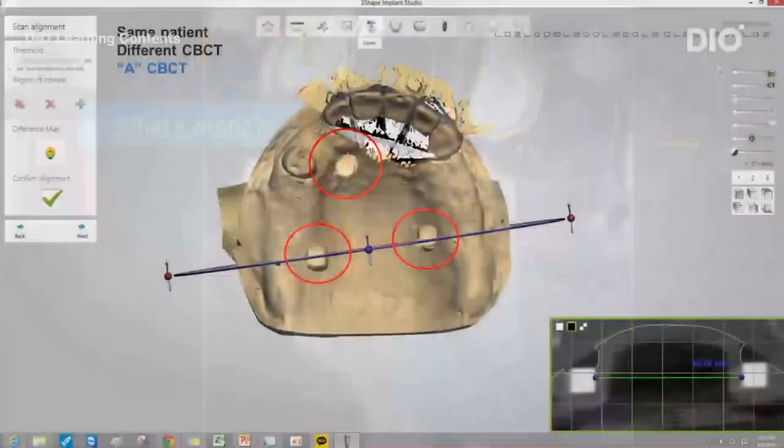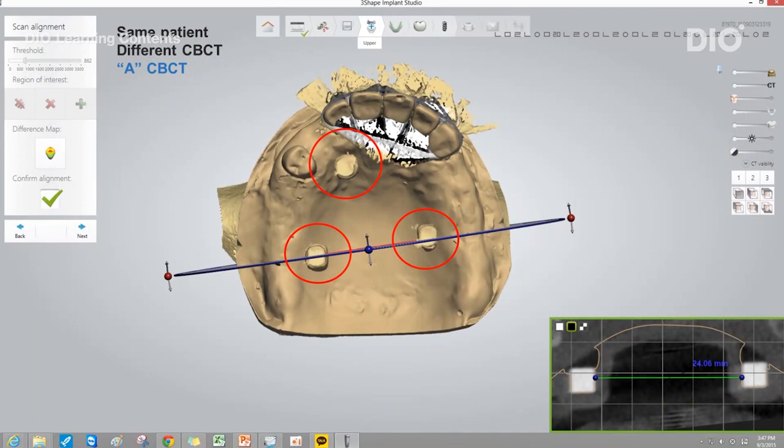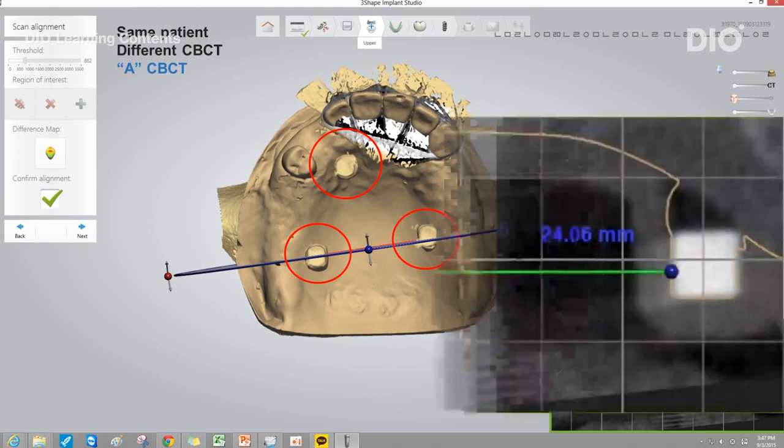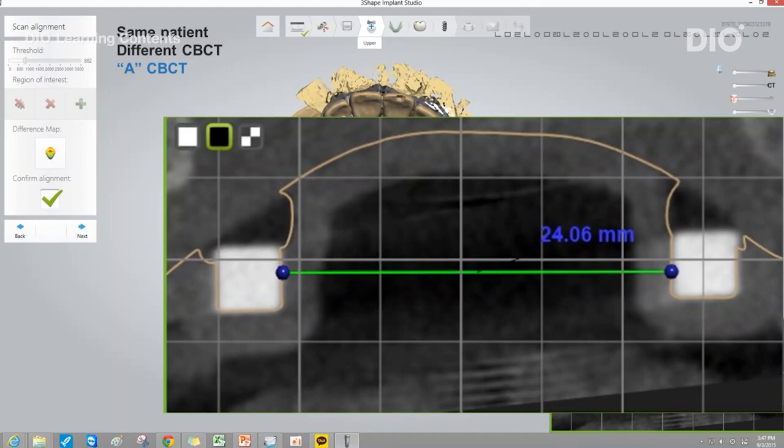This is a different case. 3 markers were attached on the maxilla of the patient, and the CBCT image and oral scanned image were merged using the Implant Studio software. The merging is pretty accurate, right?